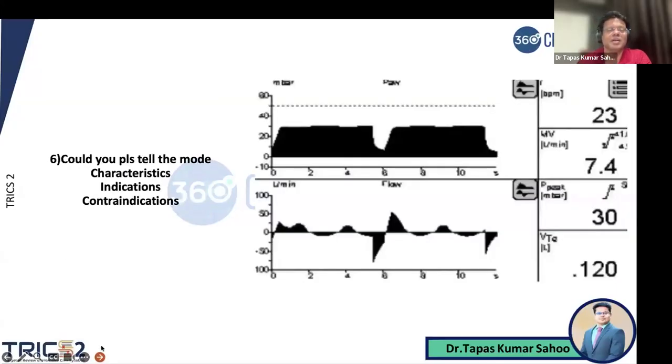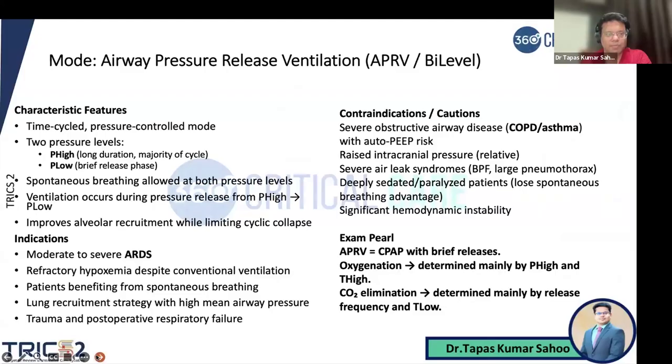Clear? Question number 6. Could you please tell the mode characteristics, indications, and contraindications? What is the mode here? What are the characteristics? What are the indications and contraindications? Now, here the mode is airway pressure release ventilation, APRV or bilevel. In exam, it is a hot favorite. So please read about the concept of APRV mode.